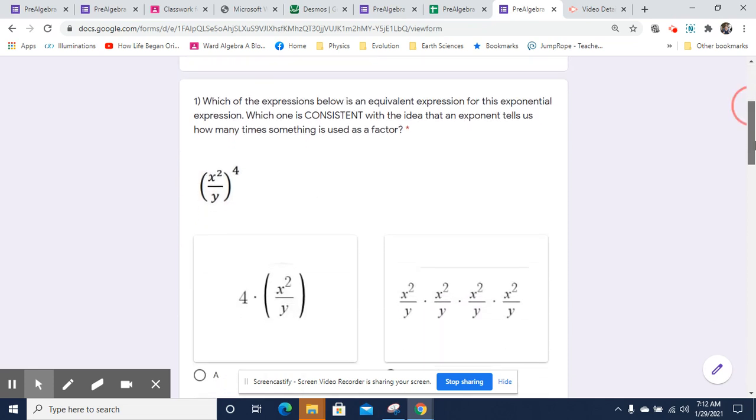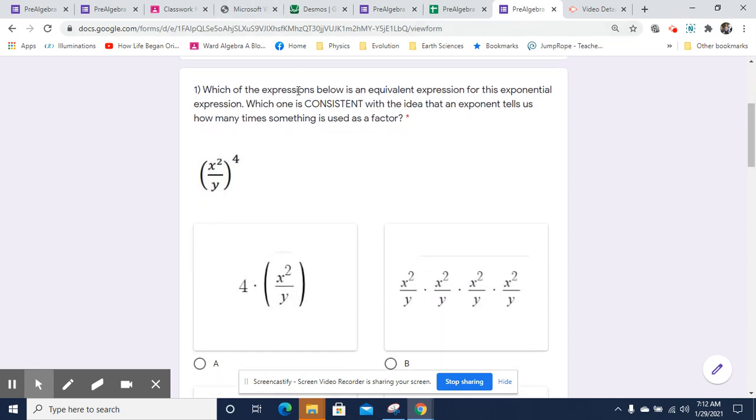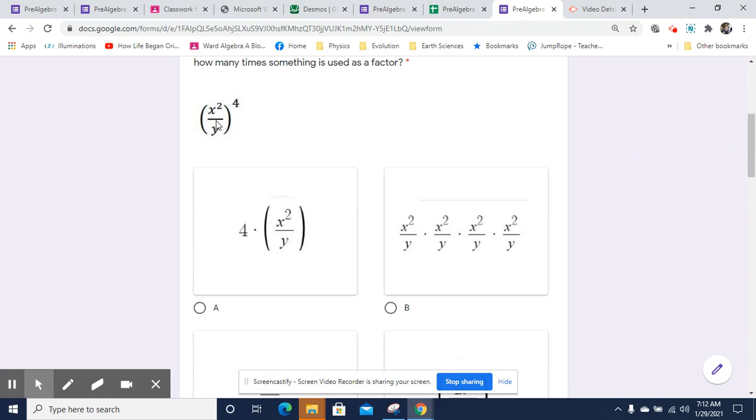So this is similar to the do now. Which of the following expressions is an equivalent expression for this exponential expression, which is consistent with the idea that the exponent tells us how many times something is being used as a factor? Well, we've got x squared over y to the fourth power.